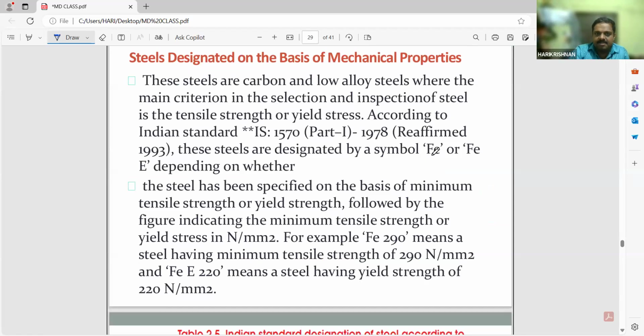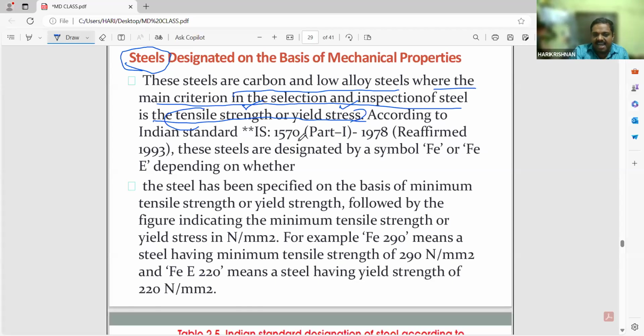Next is steel. So actually, in mechanical or machine design, most of the things or most of the materials or the compounds will be designed based on the material steel. Okay, so we have to study the types of steel and what are the designations of steel, how it is designated. That is what we are going to study. So the steels are carbon and low alloy steels, whereas the main criteria in the selection and the inspection of steel is the tensile strength or yield strength. So what is the specialty? Tensile strength or yield strength.